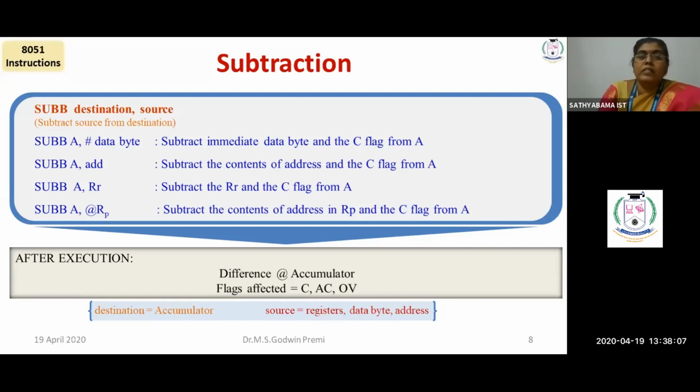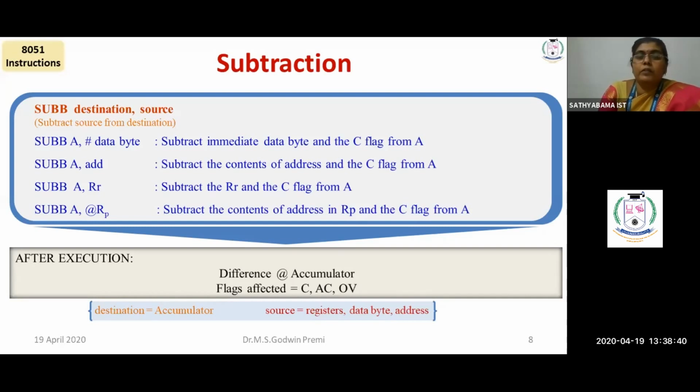The next one is SUBB A, comma, add. This add represents the address. Subtract the contents of address and the carry flag from the accumulator. So here we have to remember that the accumulator contains the minuend and the source operand is the subtrahend. Minuend is present in the accumulator because you are subtracting from the accumulator contents.